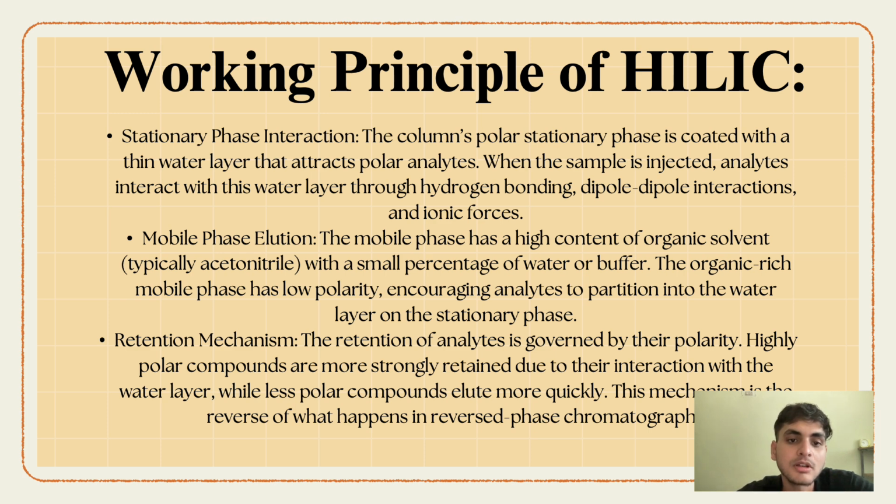Mobile phase elution. The mobile phase has a high content of organic solvent, typically acetonitrile, with a small percentage of water or buffer. The organic-rich mobile phase has low polarity, encouraging analytes to partition into the water layer on the stationary phase. Retention mechanism. The retention of analytes is governed by their polarity. Highly polar compounds are more strongly retained due to their interaction with the water layer, while less polar compounds elute more quickly. This mechanism is the reverse of what happens in reversed phase chromatography.